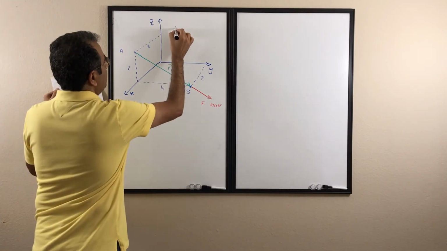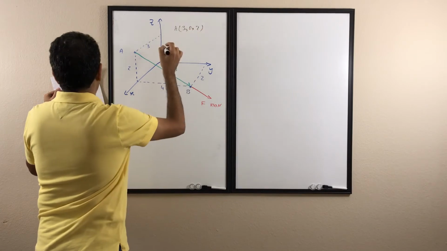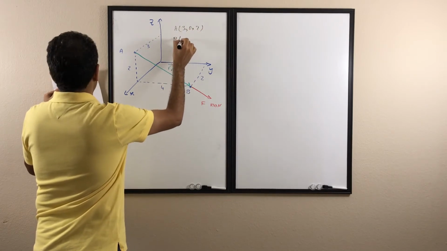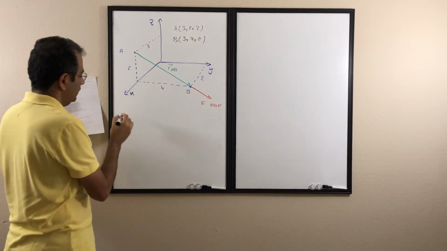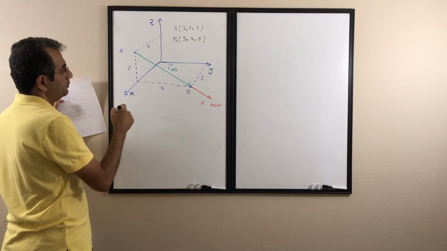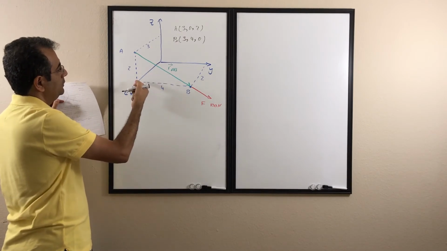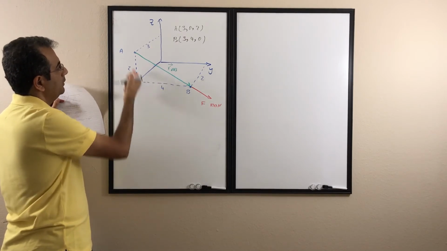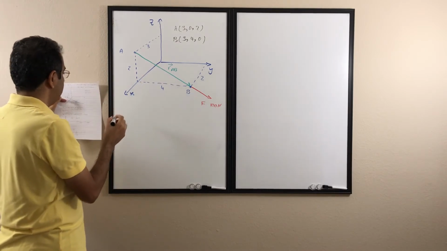So the coordinate of A is (3, 0, 2), and the coordinate of B is (3, 4, 0). So these are the coordinates of A and B. A is going to be 3 in the x direction, 0 in the y direction, and 2 in the z direction, and similar for B.